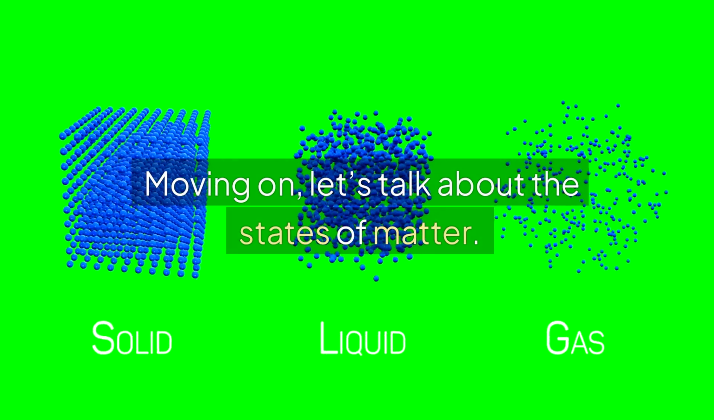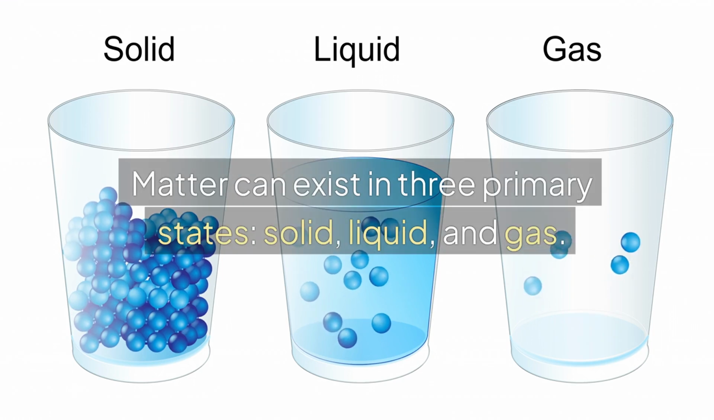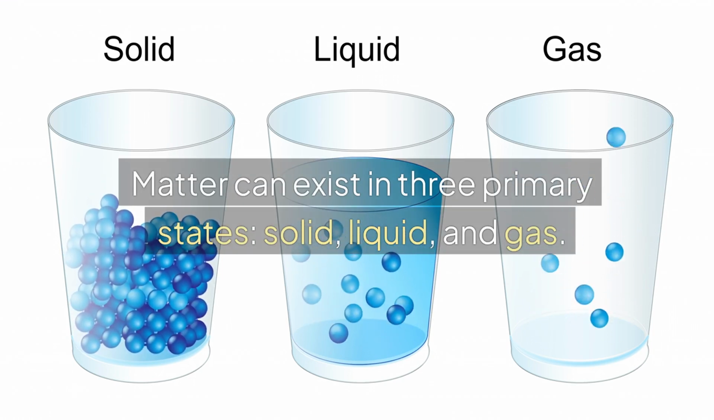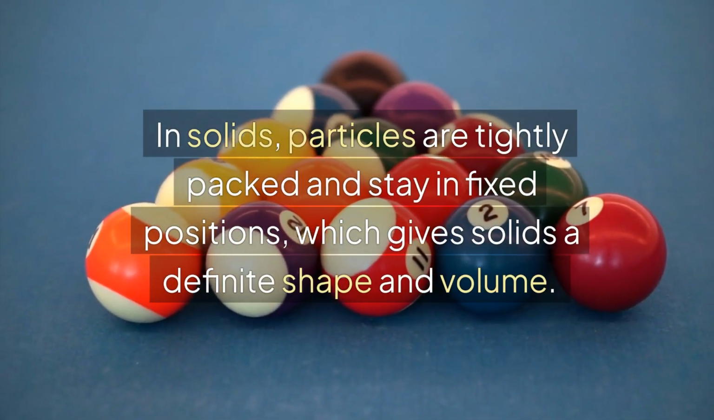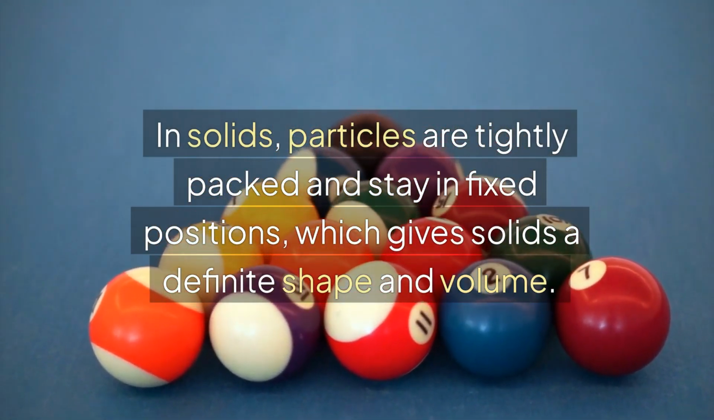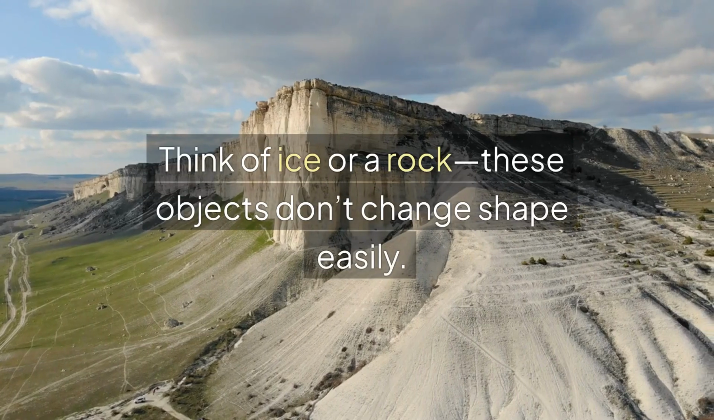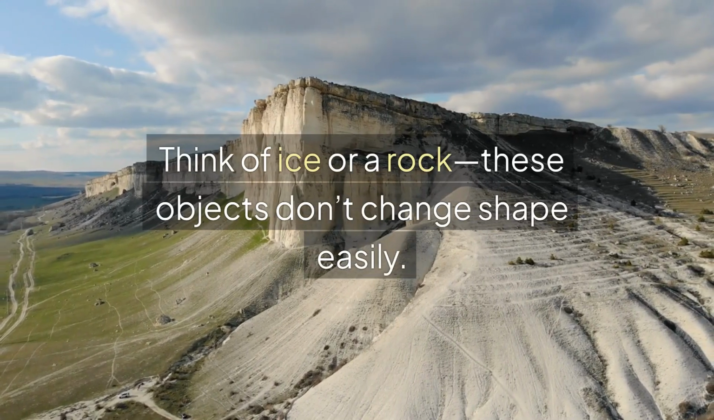Moving on, let's talk about the states of matter. Matter can exist in three primary states: solid, liquid, and gas. In solids, particles are tightly packed and stay in fixed positions, which gives solids a definite shape and volume. Think of ice or a rock. These objects don't change shape easily.